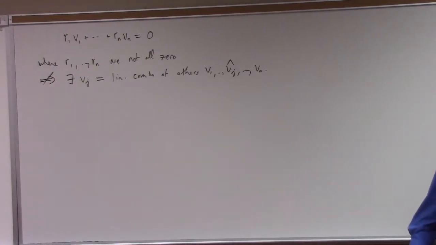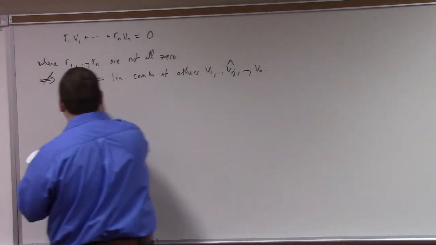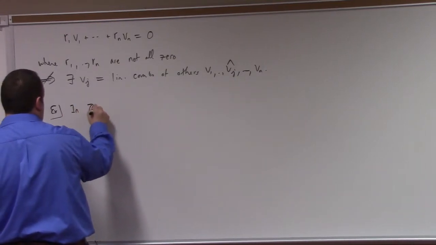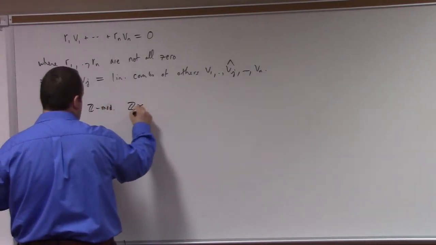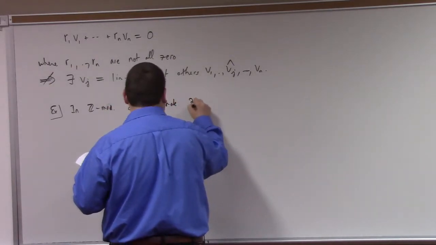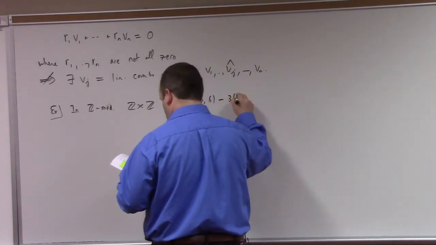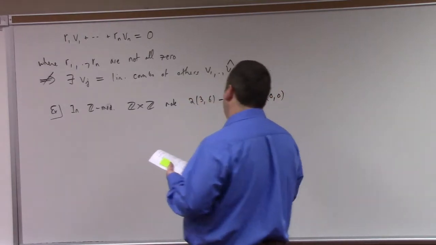Because we're not working over a field necessarily, which means we can't pick the non-zero coefficient and solve for Vj like we did in linear algebra. To be more specific, here's a nice example that Roman gives. He says in the Z module Z cross Z, note, here we go, 2 times (3, 6) minus 3 times (2, 4) is equal to (0, 0), right?